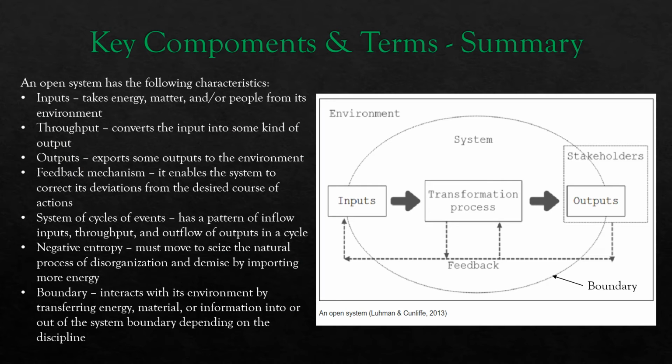As you can see in this graphic, an open system has key components, namely inputs, throughput, outputs, and a feedback mechanism that make up a system of cycles of events. The goal is to achieve negative entropy, which is the natural process of disorganization. There's a boundary separating the system and the environment that allows for interactions between the two.